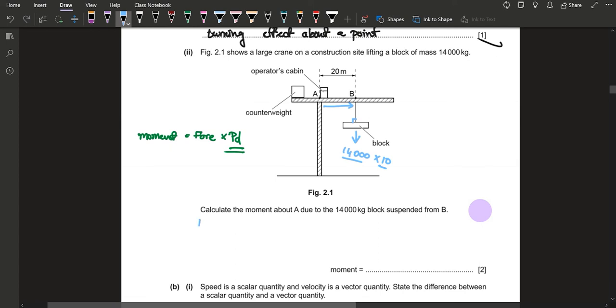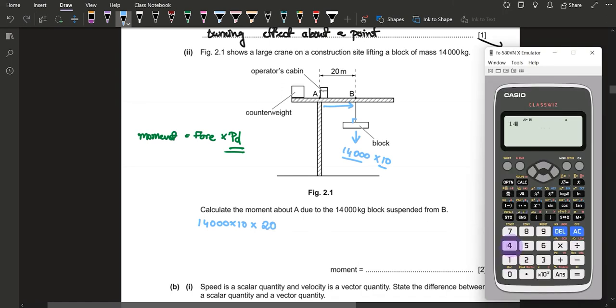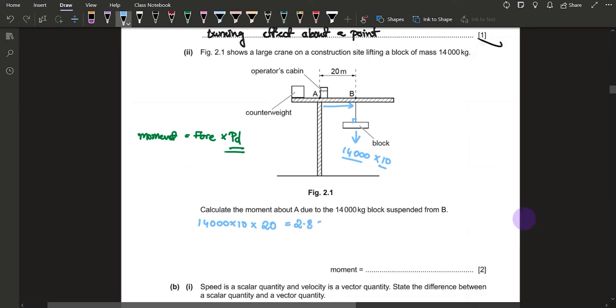So our force is going to be 14,000 into 10 and then into the perpendicular distance, which is going to be 20. So we can just use our calculator here, into 10 into 20, which is going to give us our answer as 2.8 into 10 raised to the power 6. So we can just write this here, 2.8 into 10 raised to the power 6, and our unit is going to be newton meters.